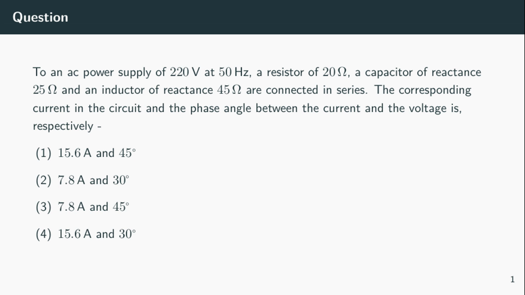The question asks us to find the current flowing through the circuit and the phase angle between the current and the voltage. We have four options here. Option 1: 15.6 amps and 45 degrees. Option 2: 7.8 amps and 30 degrees. Option 3: 7.8 amps and 45 degrees. And option 4: 15.6 amps and 30 degrees.